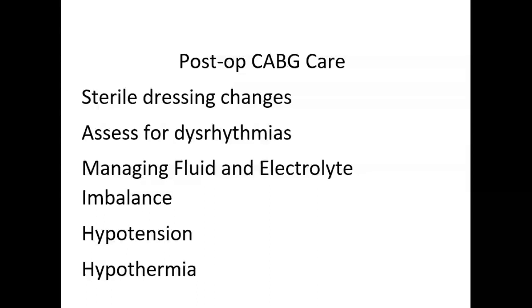Because the serum potassium level can fluctuate dramatically, electrolyte levels are checked frequently since imbalances can cause dysrhythmias. Potassium and magnesium depletions are common and may result from hemodilution or diuretic therapy.